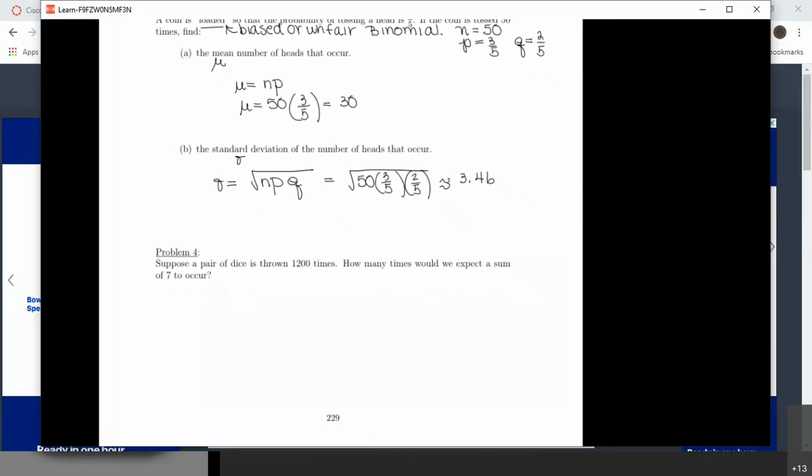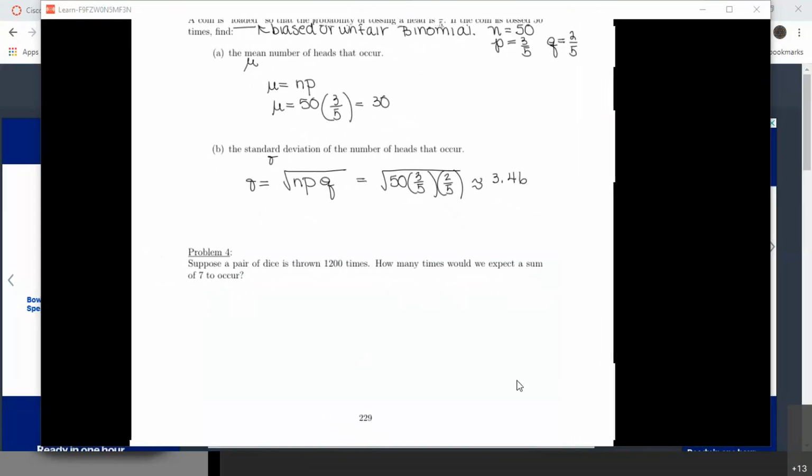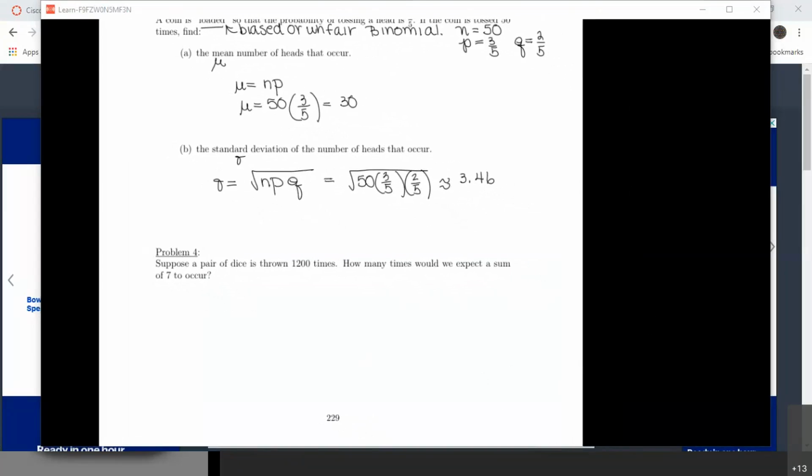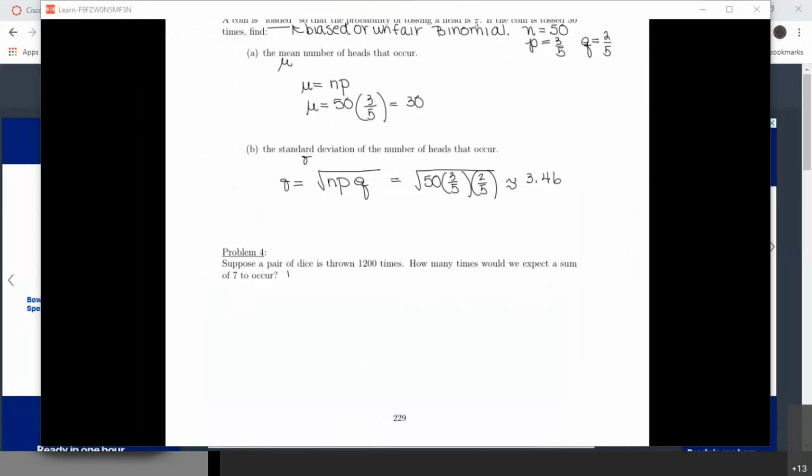So let's take a look at this situation. Suppose a pair of dice is thrown 1,200 times. Okay, how many times would we expect a sum of 7 to occur? Okay, so again, we're throwing dice. Pretty much anytime you do things like throw dice or toss coins, you've got a binomial experiment. Okay, so this is a binomial experiment.